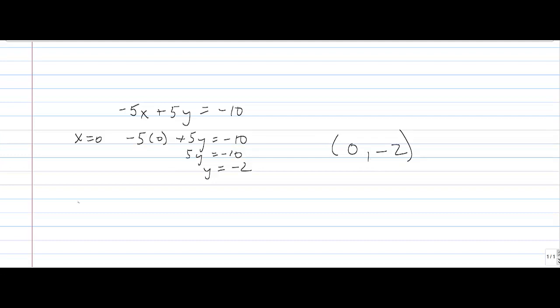The next point I'm going to do is the x-intercept, which is when y is equal to 0. So in this case, I'm going to have negative 5x plus 5 times 0 is equal to negative 10, or negative 5x equals negative 10. This corresponds to x being equal to 2. So that point is 2 comma 0. So I'm going to take those two points and plot them on my graph.